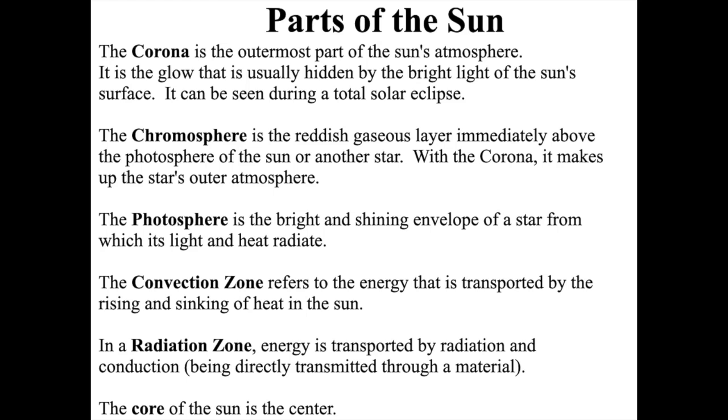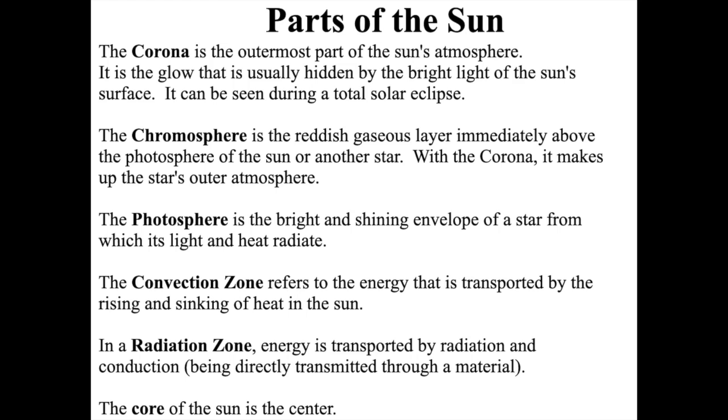The corona is the glow, the outermost structure of the sun. When we have a solar eclipse, what you see is the corona, the outside glow of the sun, this bright light. Then, more internal would be the chromosphere. Chrome means color. This is a reddish gas that's above the photosphere, but below, or more internal than, the corona. The chromosphere and the corona make up the sun's outer atmosphere.